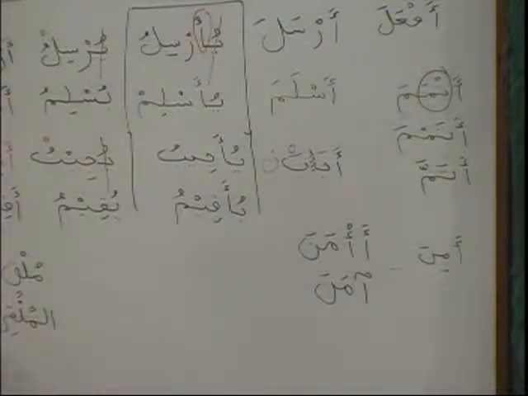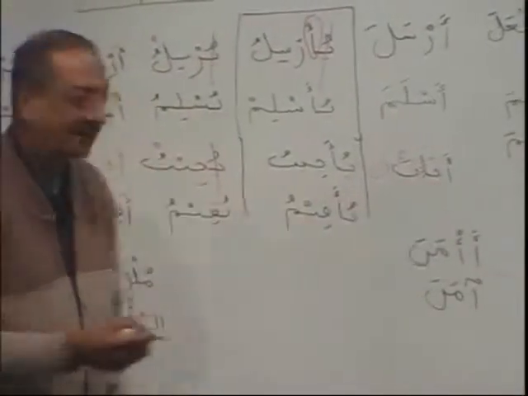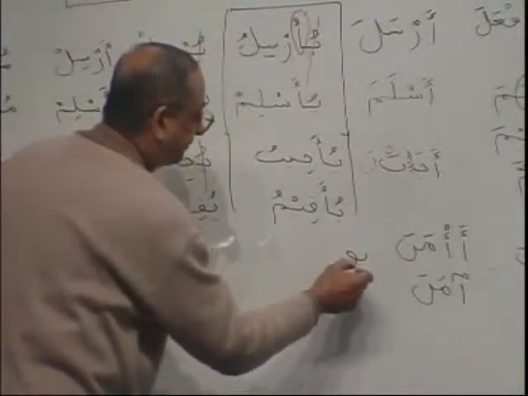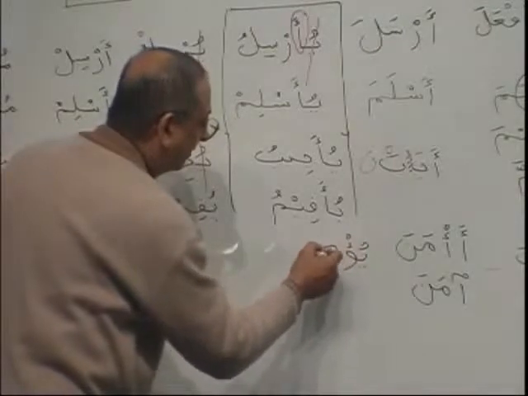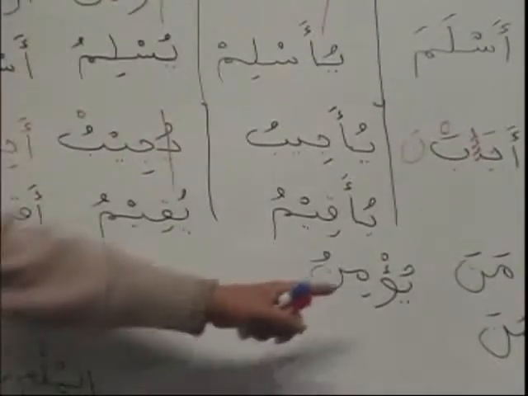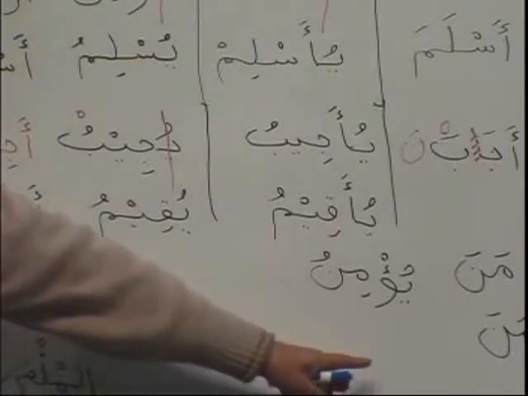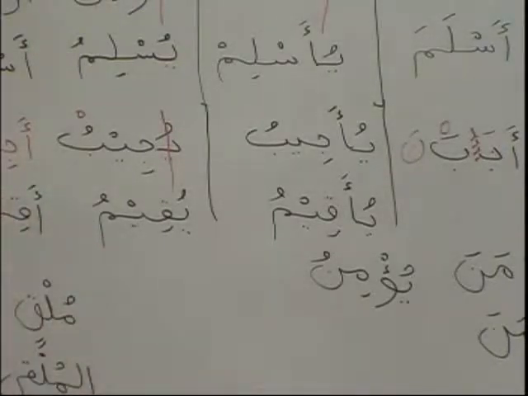Make it mudariya. You look at this. Then hamza is there. Yu'minu. Okay, brothers and sisters? Are you with me, brother? Yu'minu. Now remember, sometimes people say yuminu. It is also partially correct. But this is the best way to write it down. Yu'minu. Okay, fine, brother.